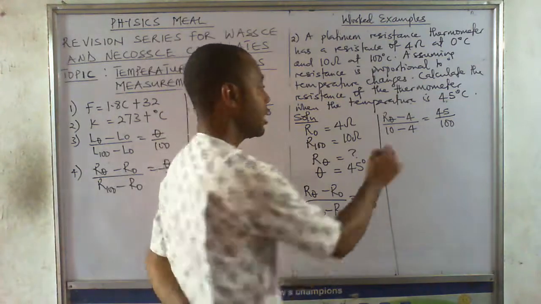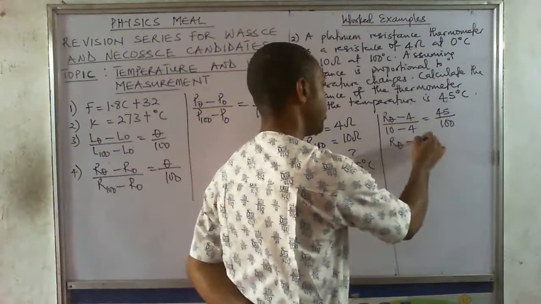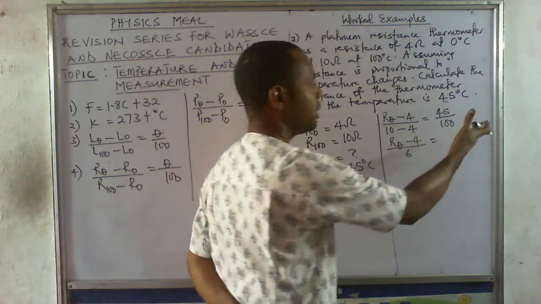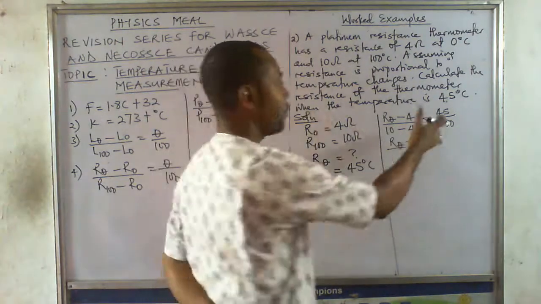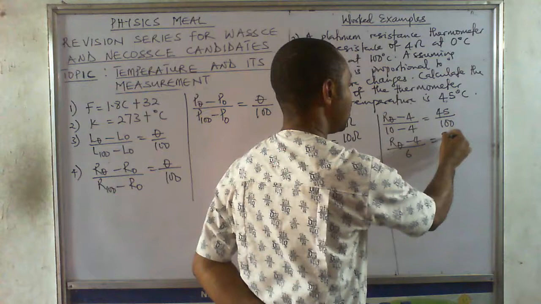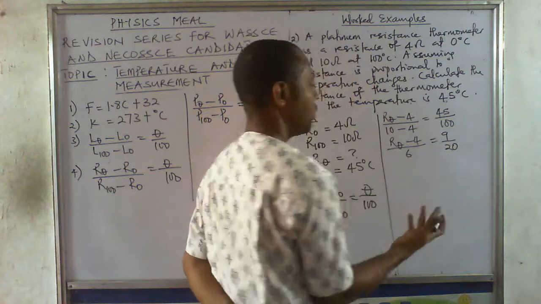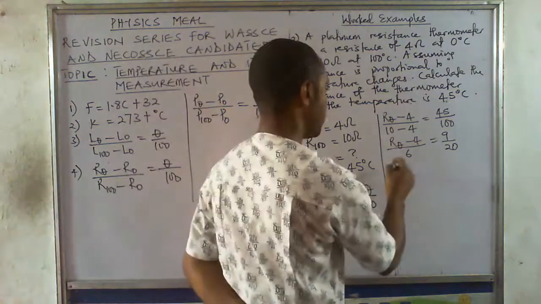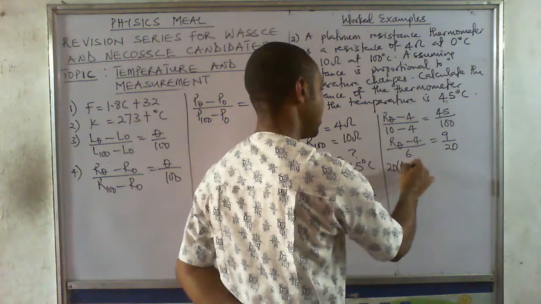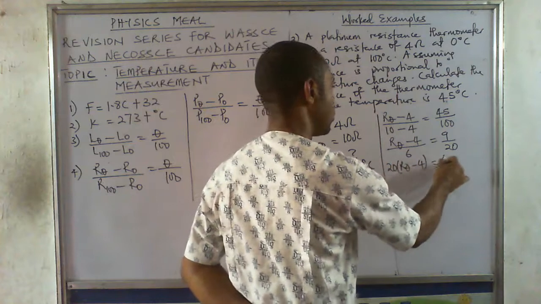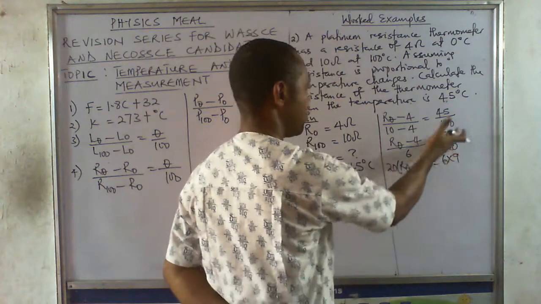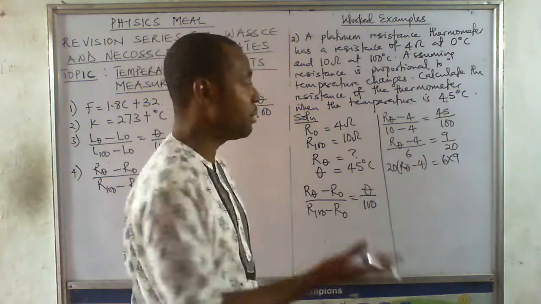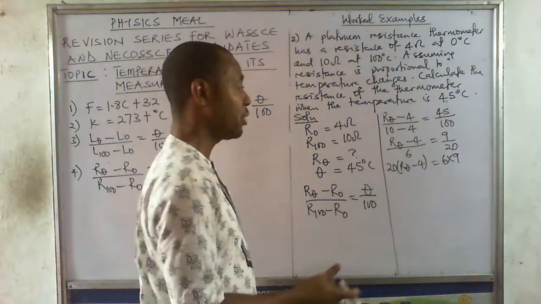Mathematics now begins. So I can write this as R theta minus 4 all upon 6 is equal to, we can break this down. I know that 5 can divide 9, 5 can divide 20. So I have 9 over 20. Yes, 9 over 20. So we can now clear the fraction. So I'll have 20 bracket R theta minus 4 is equal to 6 times 9. You remember your cross multiplication, or you just multiply both sides by the LCM of the denominators. That's how we actually clear fractions.